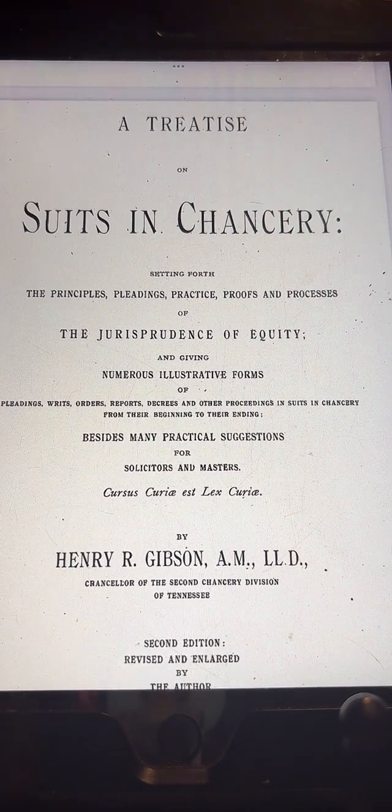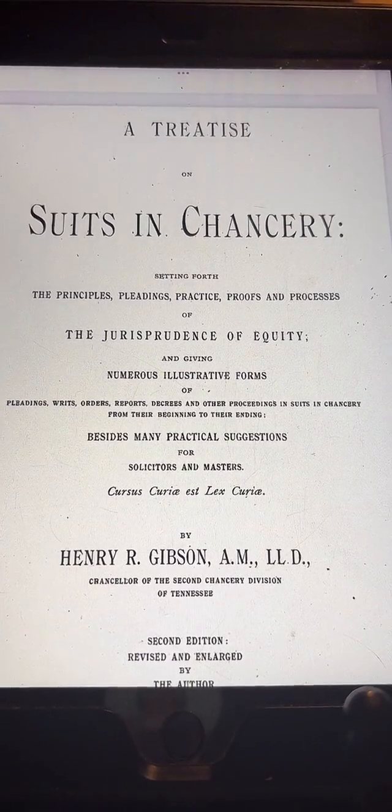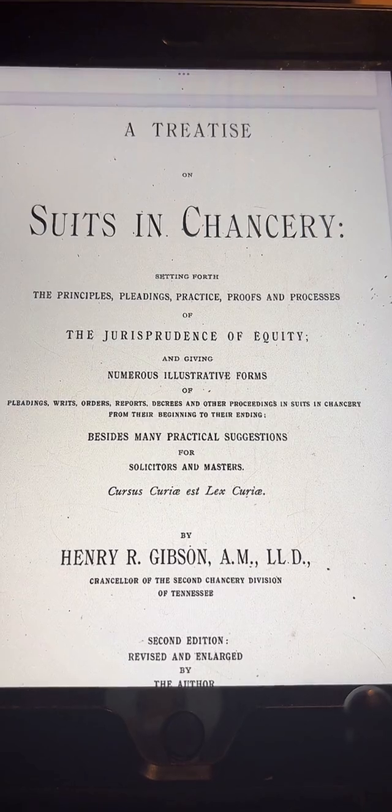Suits and chancery. Right? Now, the reason that it's so important for us to start learning this is because we've already created a chancellory court. Right? We the people have a court that has been created recently, within the last week.